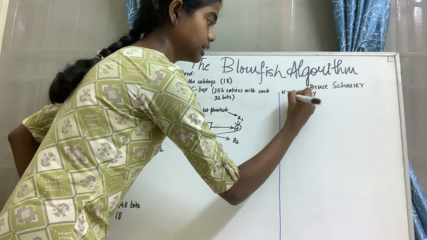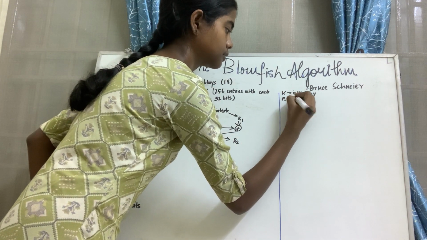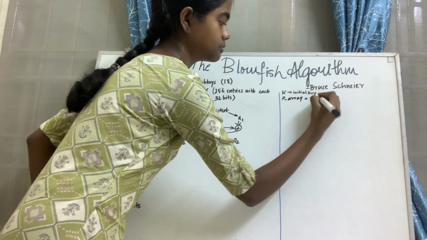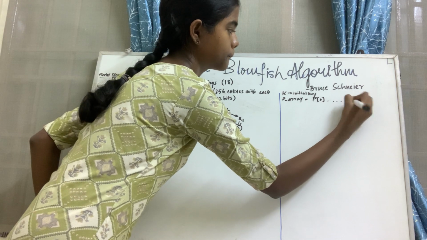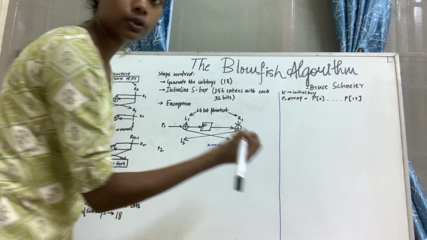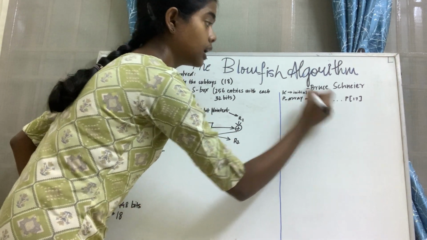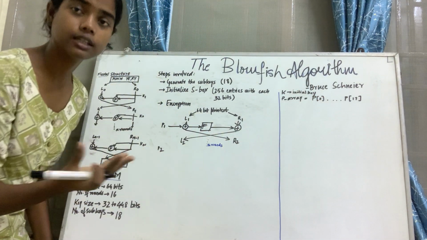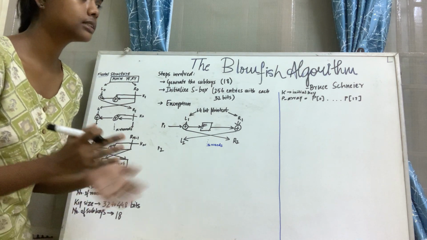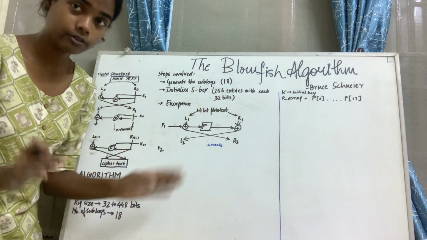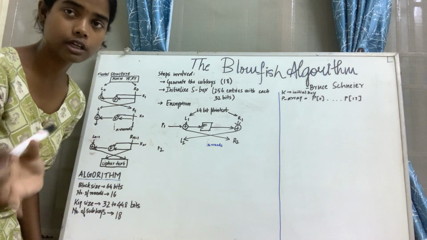So first we have key K, and then the P array, which is from P of 0 to P of 17. From 0 to 17 the size is 18. Initially the P array will contain some values, and these values are constant. During the starting of the algorithm these values will always be constant, and the values are hexadecimal values of pi.